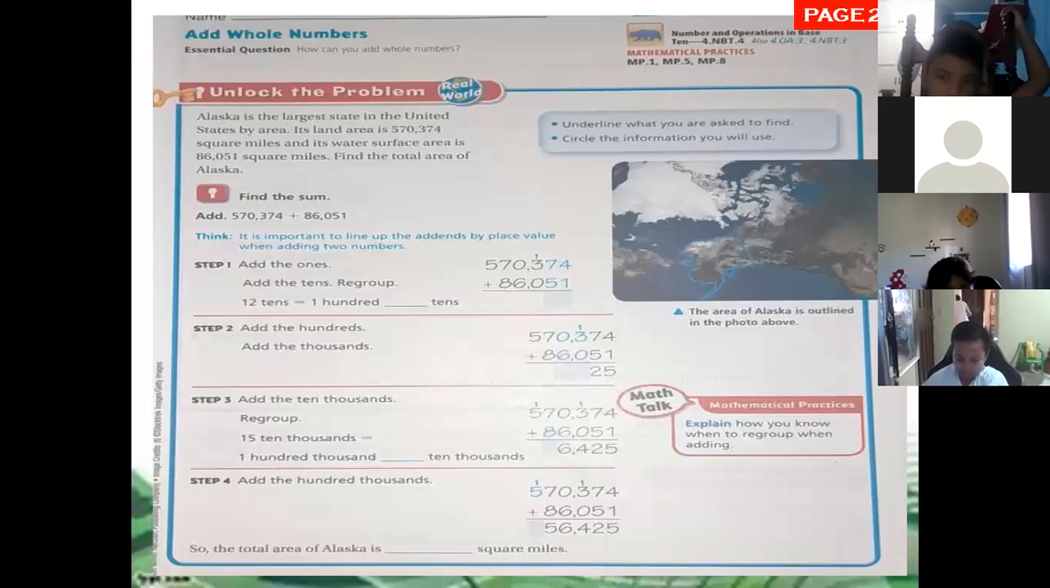Okay, so over there we have Alaska. Alaska is the largest state in the United States by area. Its land area is 570,374 square miles. And its water surface area is 86,051 square miles. Find the total area of Alaska.